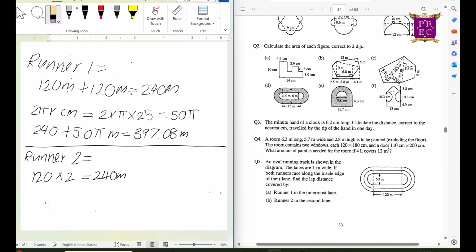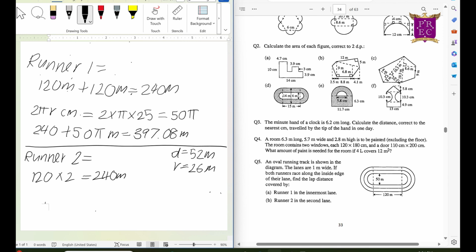Hold on, we'll do it again. The diameter is 52 meters, therefore the radius is 26 meters. Diameter divided by 2 is the radius, so the radius is 26 meters. How we got the diameter: the lane is 1 meter wide here and 1 meter wide here, which gives us 2 meters. 50 plus 2 is 52. That's why we got 52 for the diameter, and the radius is 52 divided by 2, which is 26 meters.